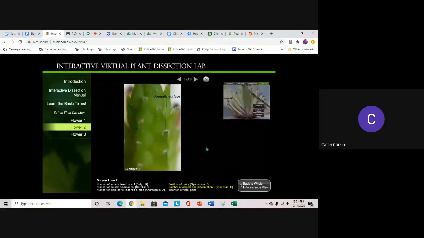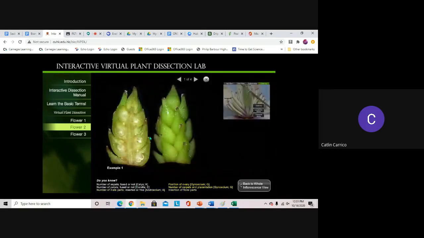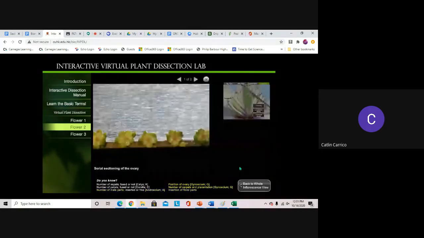Here it is close up. We look at a longitudinal section. This is where we cut it long ways. So you can see you have your immature eggs, you have your placenta, and then your ovary walls. A transverse section, that's where you take it and cut it into different layers. And you can see your different parts here.